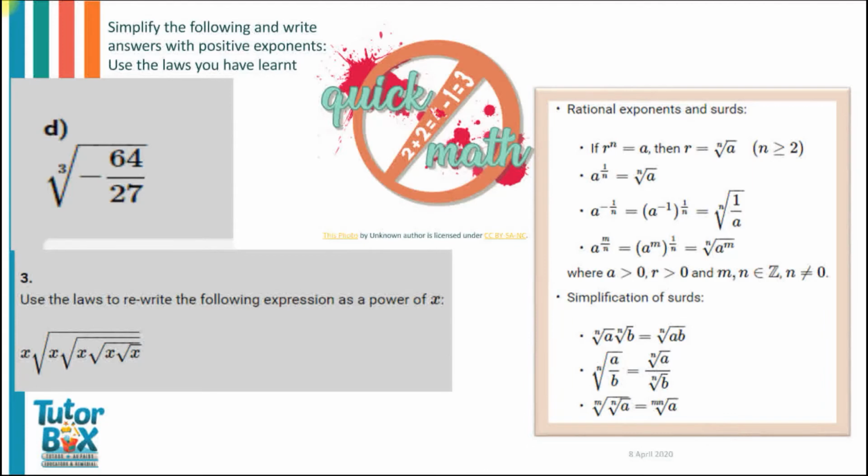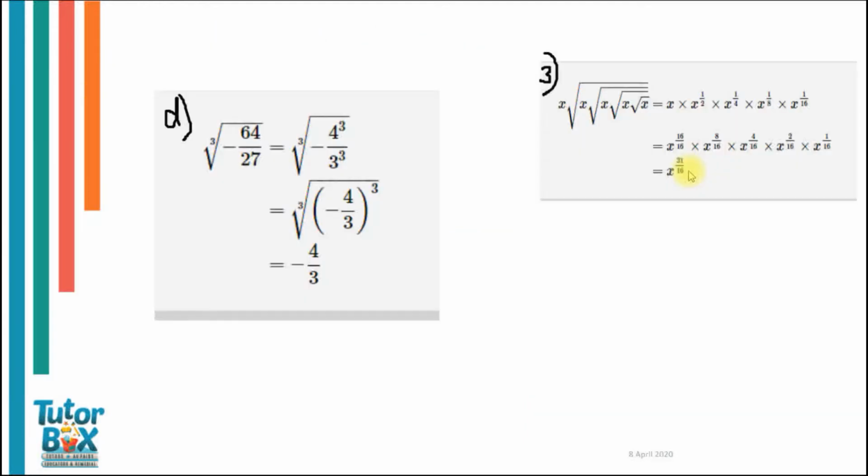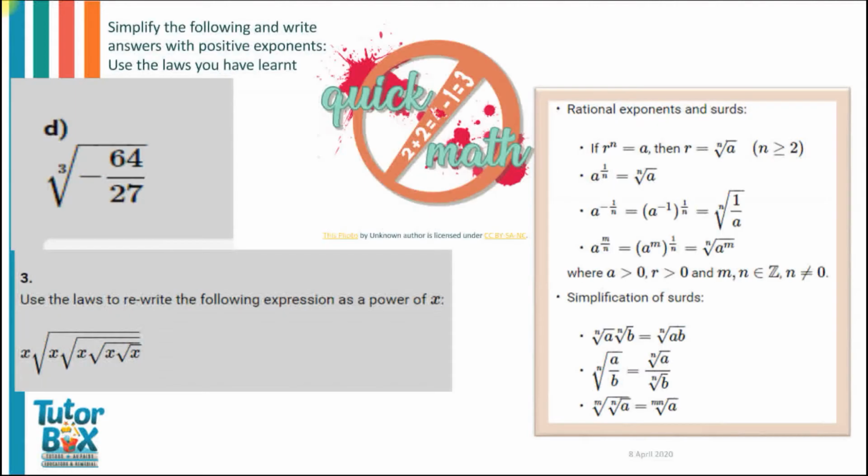Okay, I think you guys are done. Let's just look at the memo and check if you guys are right. For D, it says simplify the following and write answers with positive exponents. Use the laws you have learned, the laws here, right? So we have the cube root of minus 64 over 27, right? Let's just look at the memo.